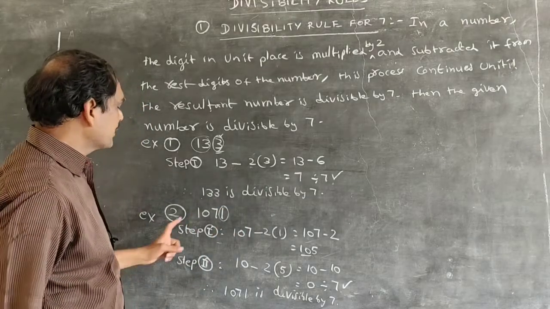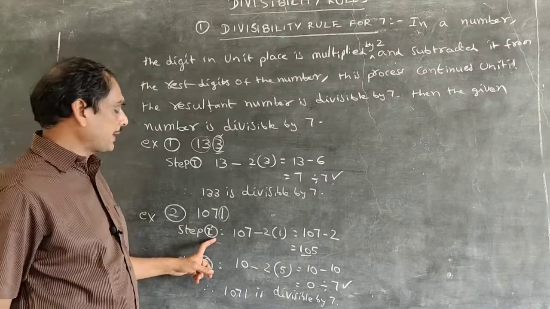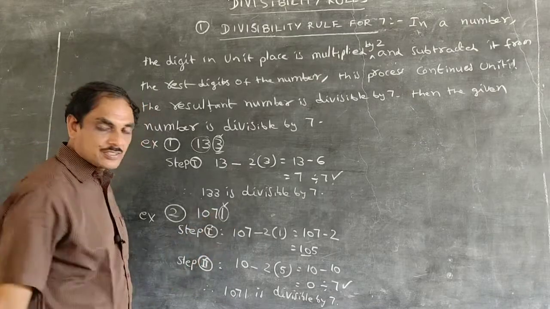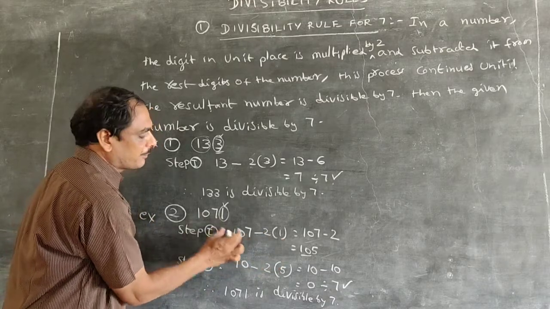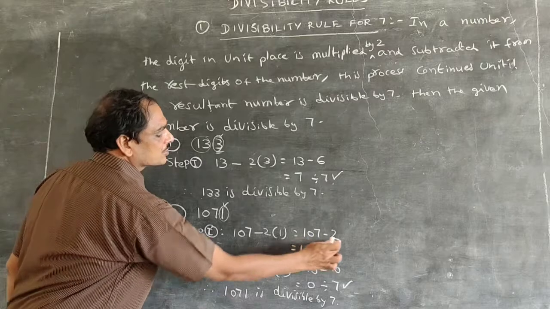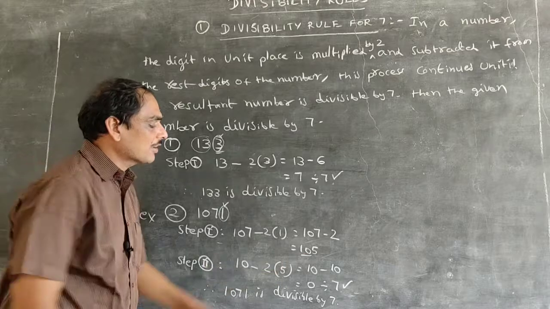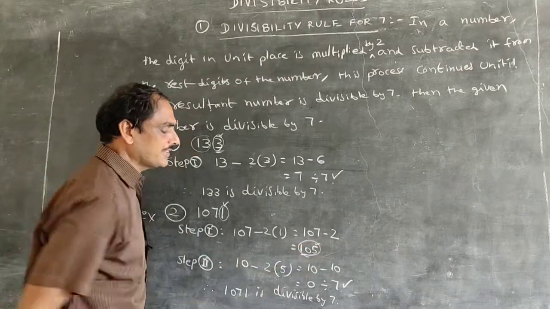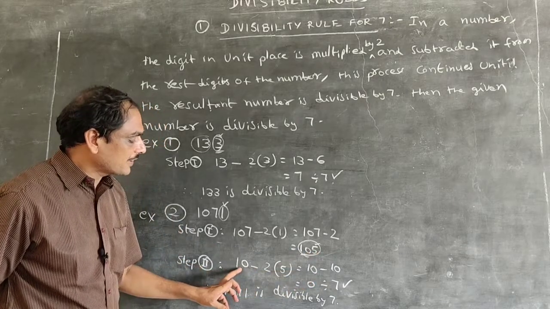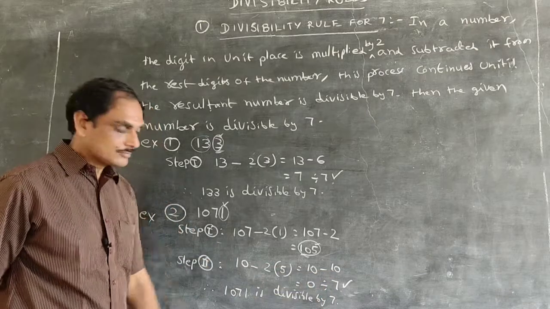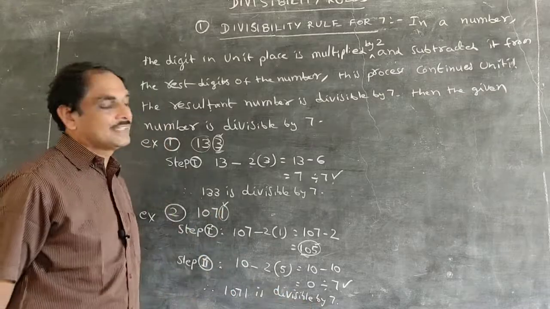Similarly, example 2 is 1071. In this, we write the first step: the unit digit is 1. We multiply by 2 and subtract it from the rest digits of the number, 107. 107 minus 2 is 105. Now again we go to step 2, that is 105. In this number, the unit place digit is 5. So we multiply 5 by 2 and subtract it from 10. 10 minus 10 is 0. Here 0 is divisible by 7. Therefore 1071 is divisible by 7.